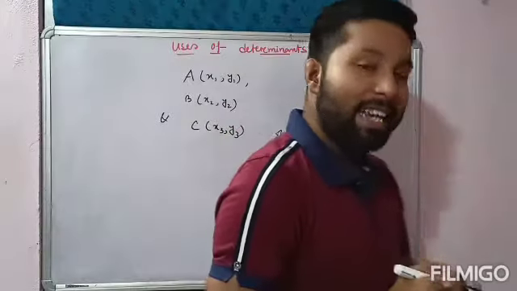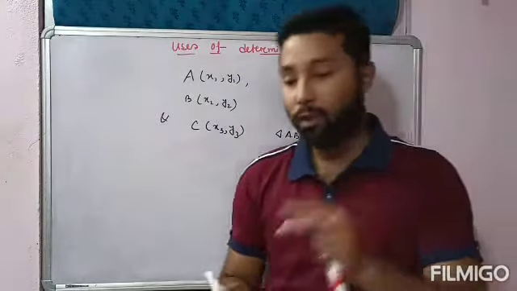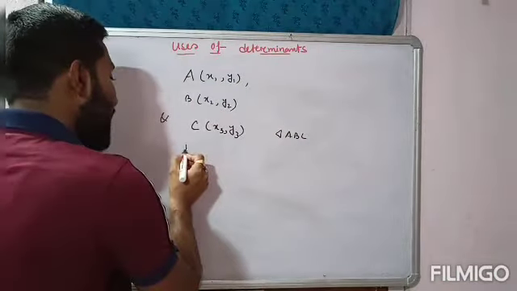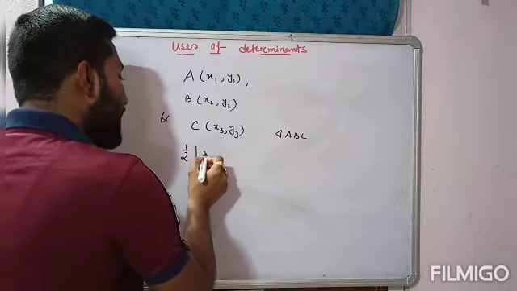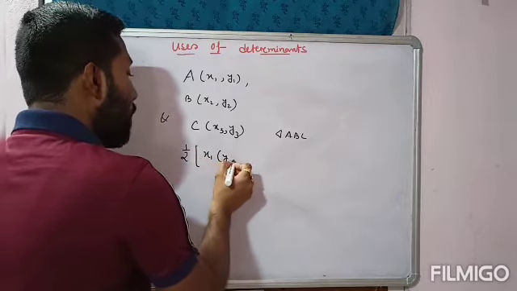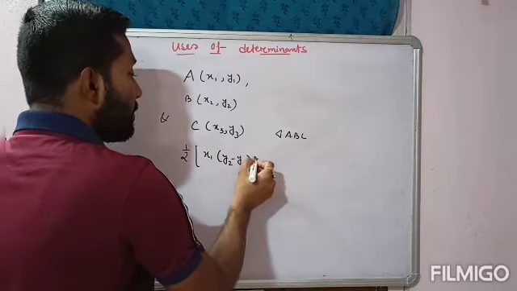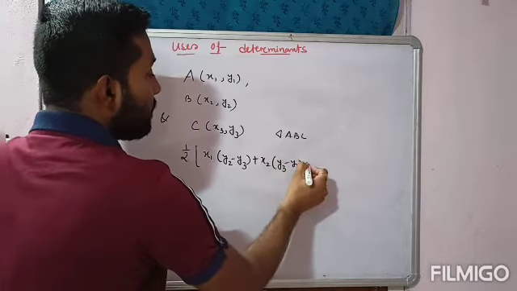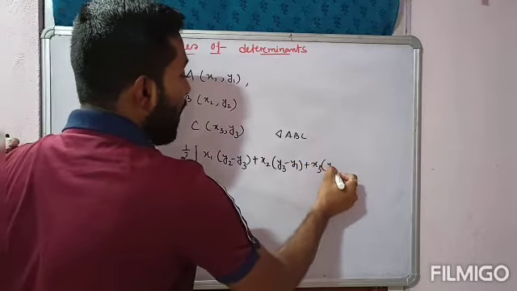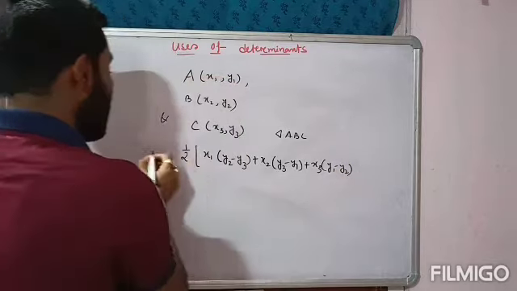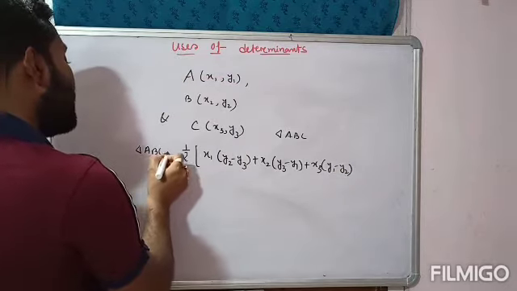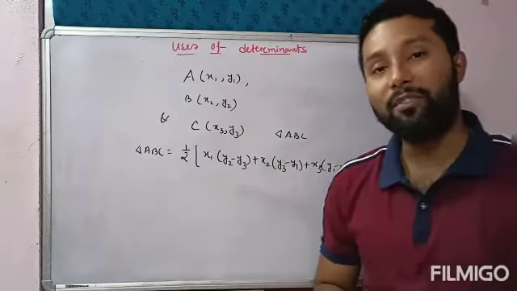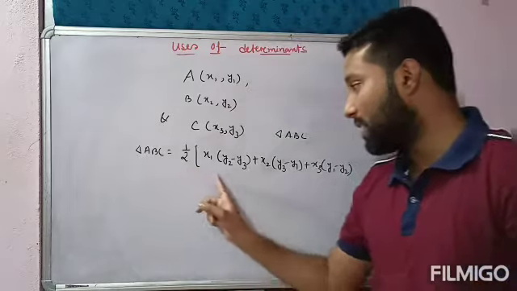Then how can we find the area of a triangle? We know one formula. Whenever the vertices are given, the formula is half of x1 into y2 minus y3, plus x2 into y3 minus y1, plus x3 into y1 minus y2. That is the area of triangle ABC. If the three vertices of a triangle ABC are given, then we can use this result, right?